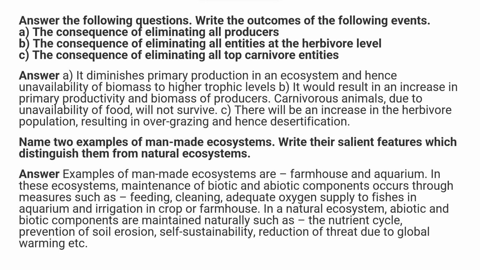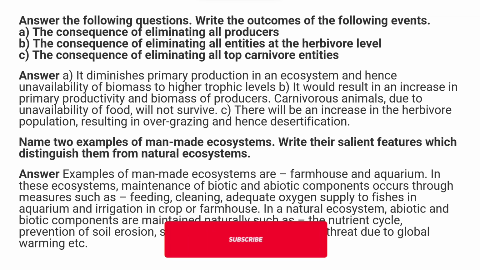Name 2 examples of man-made ecosystems. Write their salient features which distinguish them from natural ecosystems. Answer. Examples of man-made ecosystems are farmhouse and aquarium. In these ecosystems, maintenance of biotic and abiotic components occurs through measures such as feeding, cleaning, adequate oxygen supply to fishes in aquarium, and irrigation in crop or farmhouse.